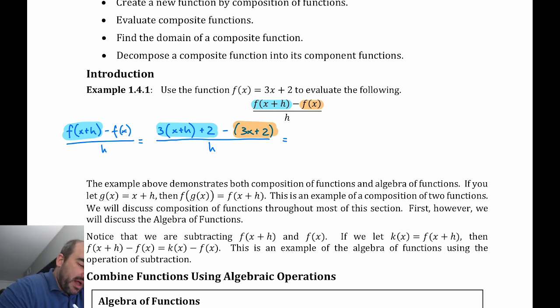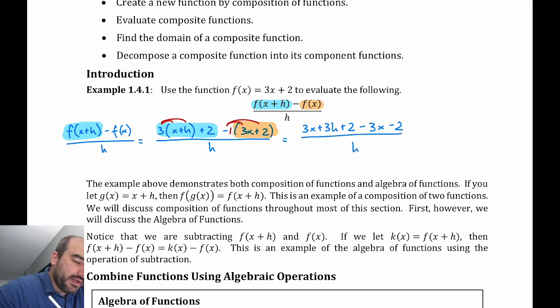And now we do some simple algebra. We distribute this 3 into this expression. We are going to distribute this -1 into the second parenthesis here, because there's a negative sign in front of a parenthesis, so that's essentially a -1. So we'll distribute that. We'll have 3x plus 3h plus 2 minus 3x minus 2 all over h.